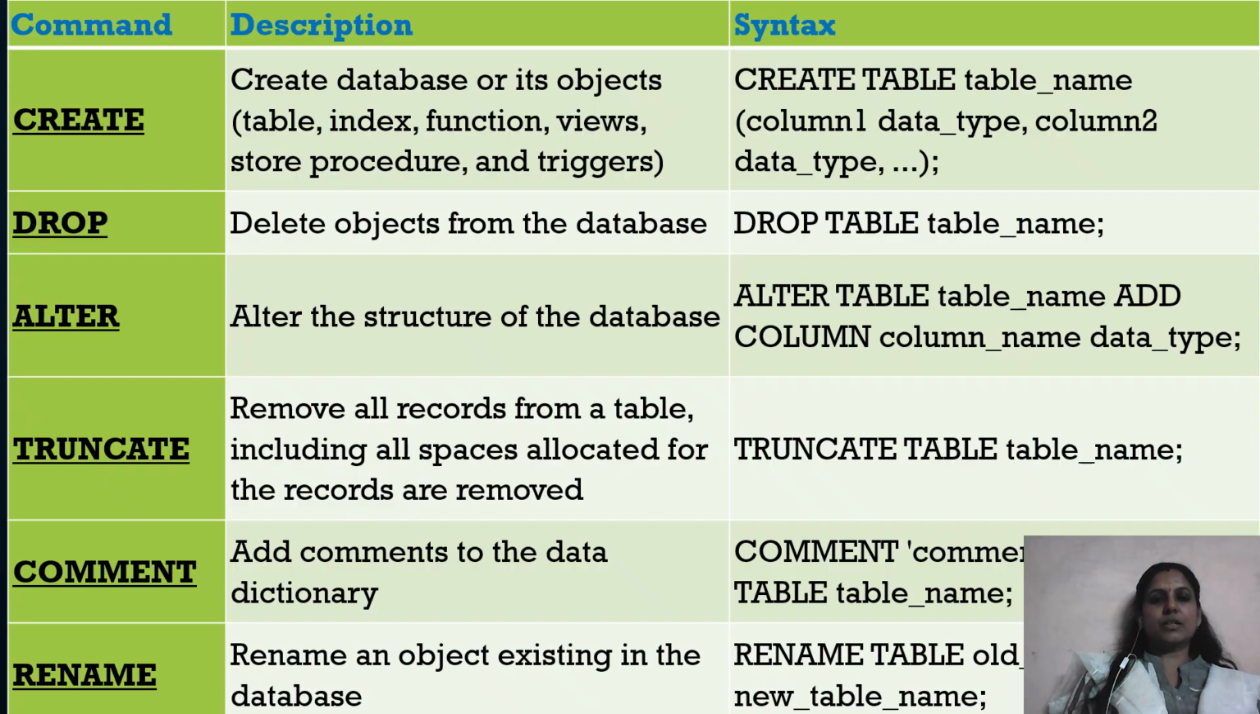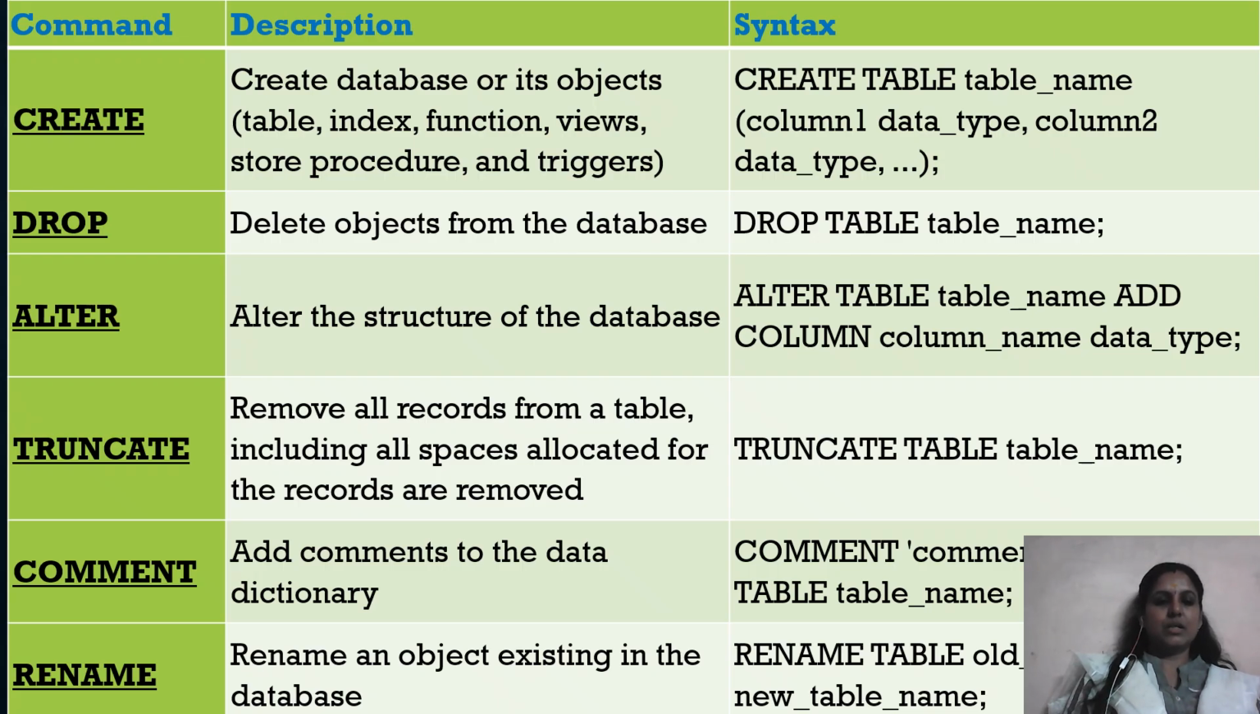The first command is create. Create is used to create new database objects like table, index, function, views, stored procedure and triggers. For the syntax of create, we can write create table and then mention a table name and then the fields we are going to use, that is a column, and then the data type for that column. So we can write create table, table name, column 1 and then data type, comma column 2 and then data type. So how many fields we are going to use in the table we can mention here.